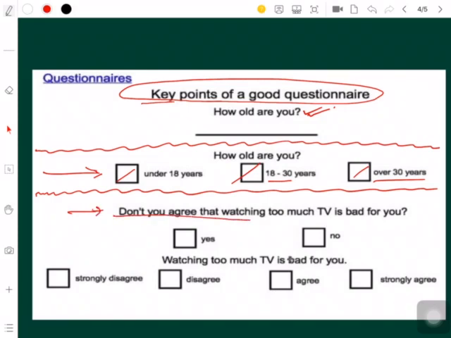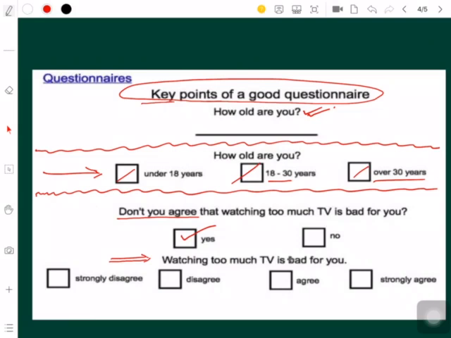Don't you agree that watching too much TV is bad for you? See, what is my question? Don't you agree that watching too much TV is bad for you? Of course, it is bad. I'll say yes. If I answered yes, now see, after 5 questions, 6 questions, 8 questions, there will be one more question like this.